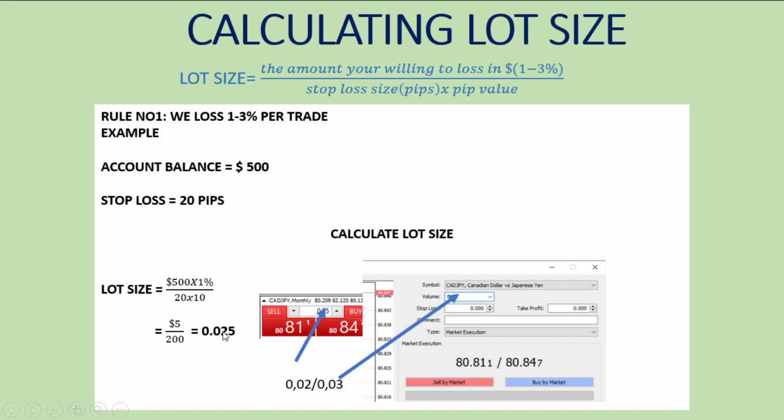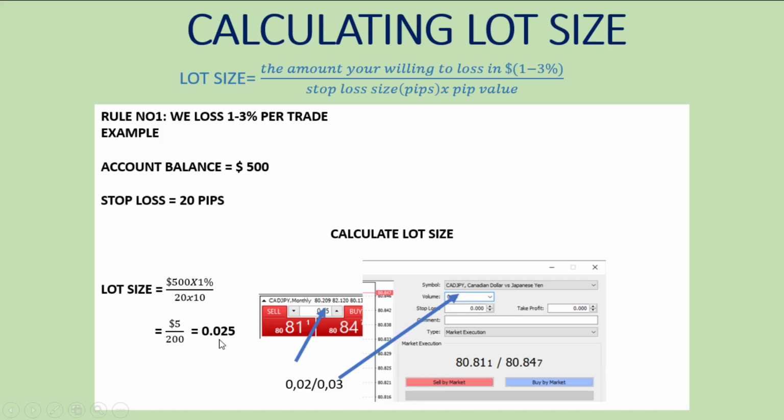Okay? Then where will you insert that number? From the chart, this area, you will have a drop down arrow. You drop down, you can insert it here, or you can go to new order. Remember from our toolbar, new order. Or you can just right click on your chart wherever you will see new order. Then you enter this number where you're supposed to enter the volume.